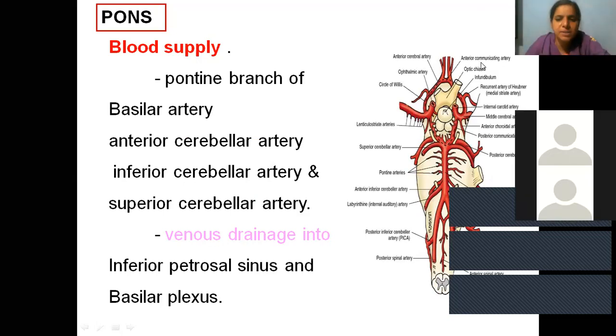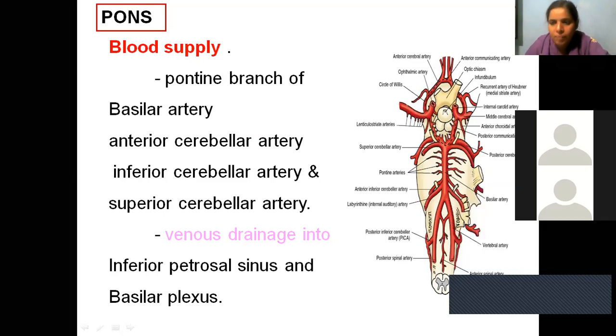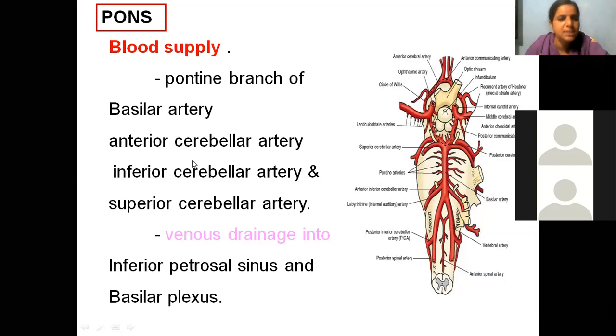Now see here, beta, this is the blood supply. Now I told you this is the basilar sulcus, right? That means this is the pons, this is the midbrain, this is the medulla oblongata, isn't it? So you find this area has the basilar artery. It is giving many horizontal branches, which are nothing but pontine branches. Apart from that, we have the anterior inferior cerebellar artery and the superior cerebellar artery. All these arteries are supplying the pons.